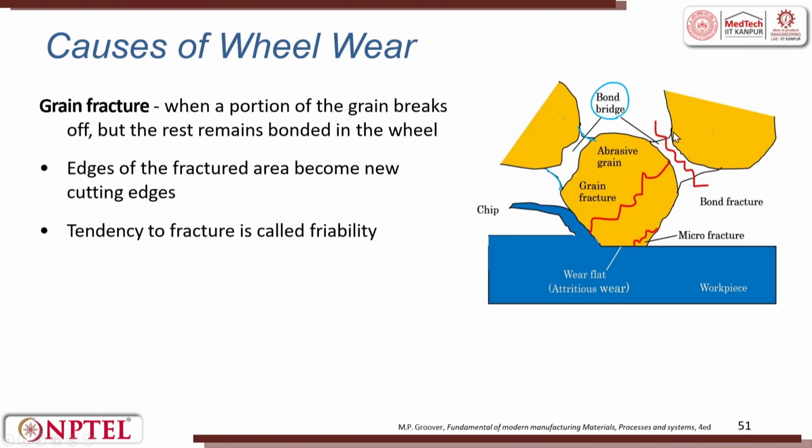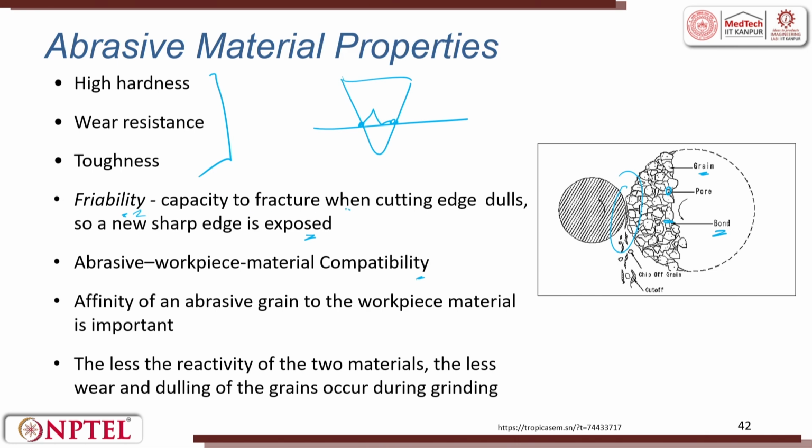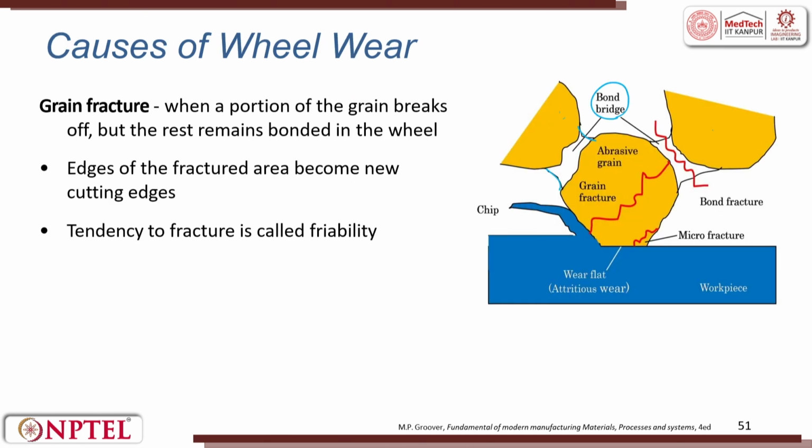Okay. And depending upon the force while cutting, the abrasives can fracture. This fracturing is what we learnt as the friability property, the capacity to fracture when the cutting edge dulls. Here you can see that while the grinding operation happens, the abrasives can fracture half, or fracture small, so that fresh cutting edges come into action for removing material. So, there can be a small fracture of a grain, there can be a half fracture of a grain, there can be a bond fracture alone.